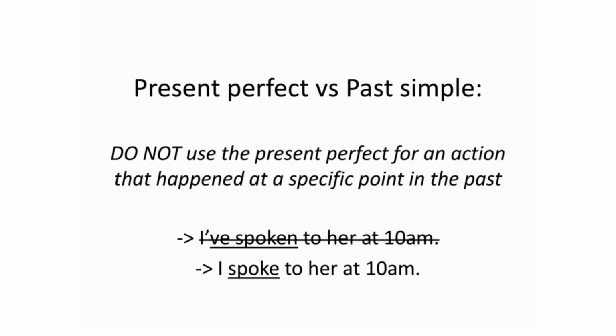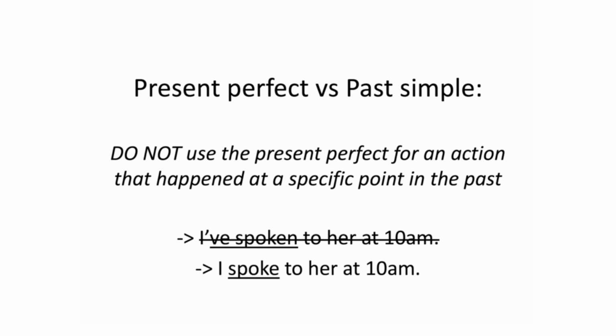Good job. Finally, it is important to remember that you cannot use the present perfect for an action that happened at a specific point in the past. We use the past simple in that case. So for example, we do not say, I've spoken to her at 10 a.m. because this is a specific action at a specific time. Instead, we must say, I spoke to her at 10 a.m.